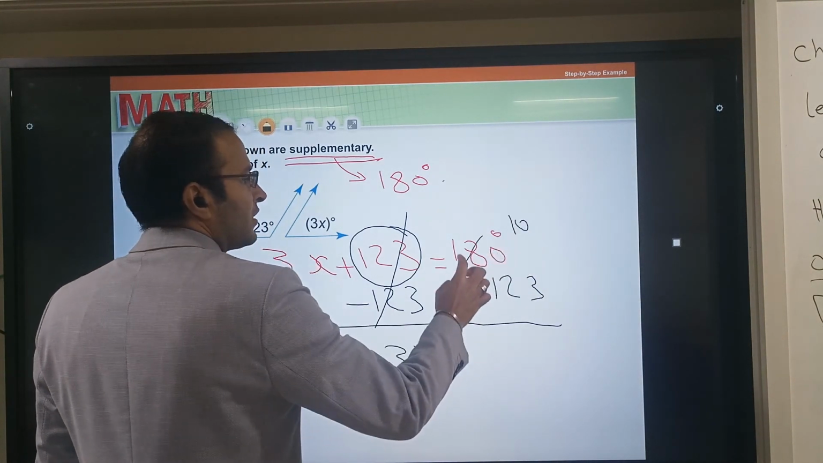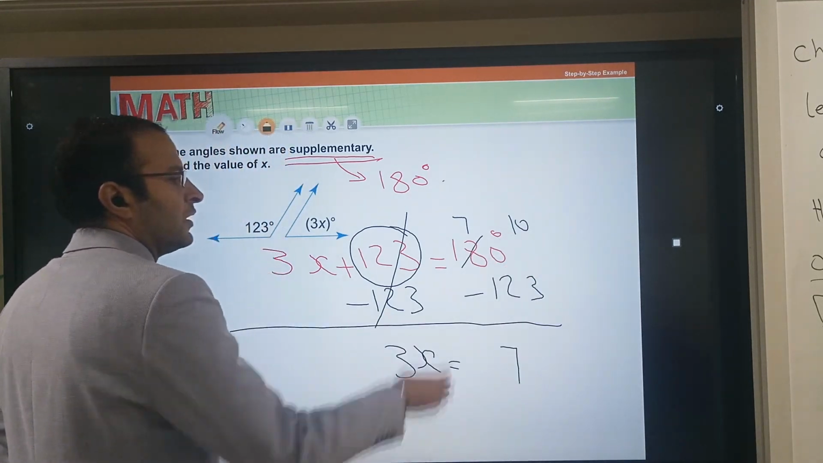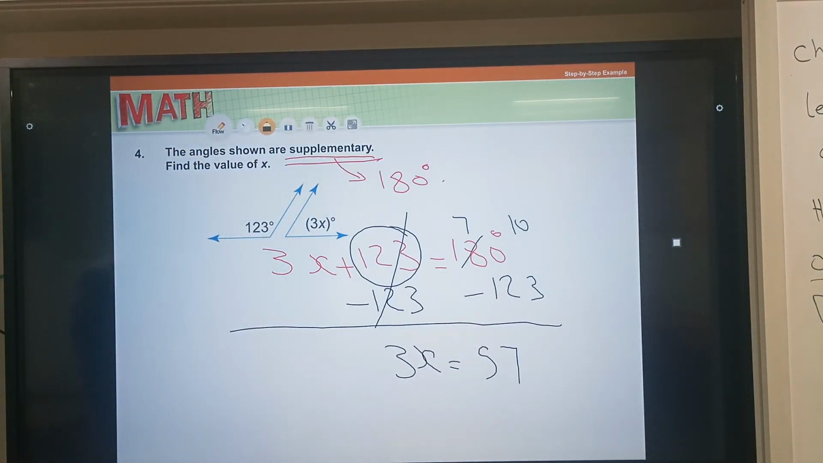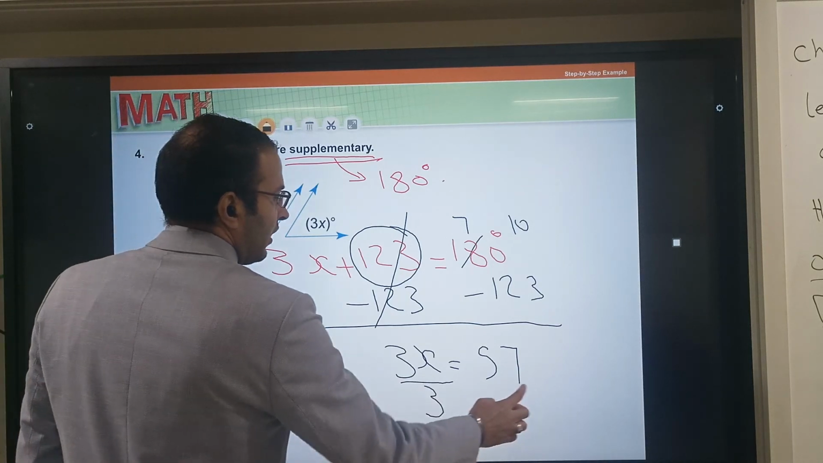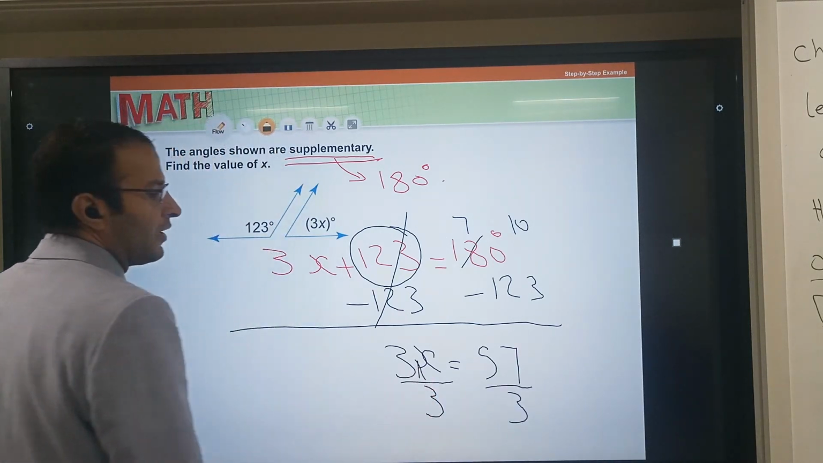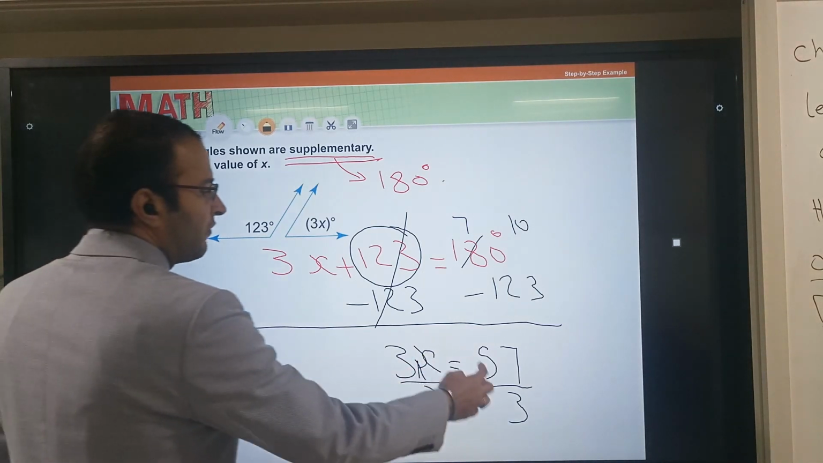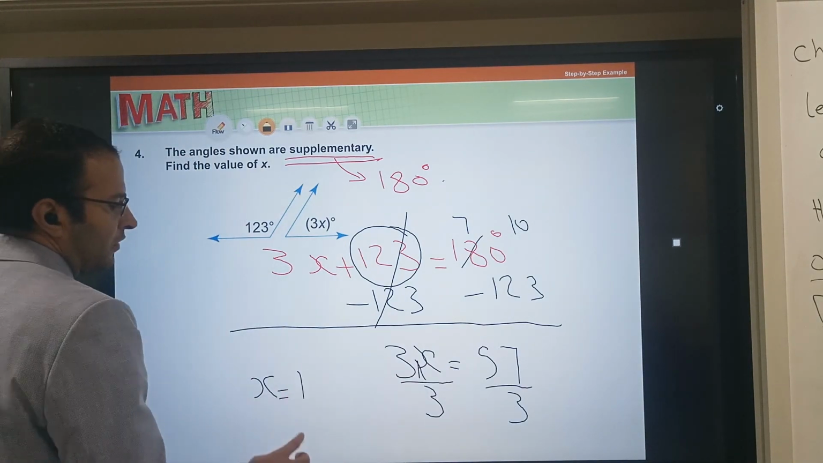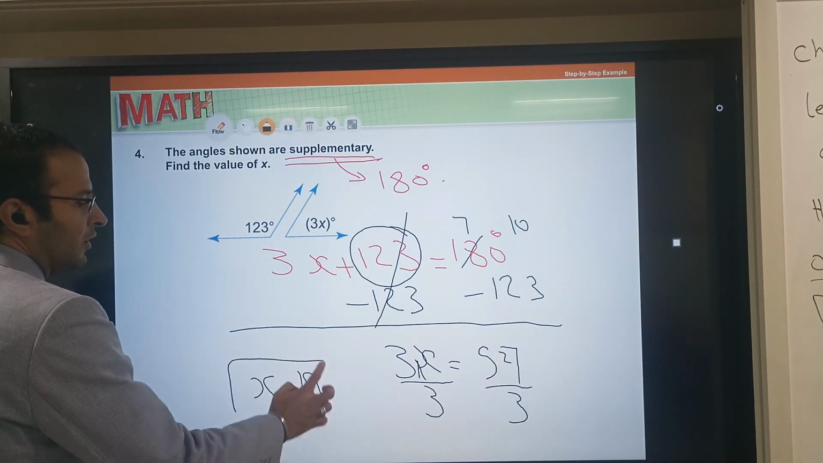Now I have 10, and if I borrow 1, it will be 7. 10 minus 3 equals 7. 7 minus 2 equals 5. 1 minus 1 is cancelled and equals 0. So 3x equals 57. I will divide both sides by 3. 57 divided by 3: 5 divided by 3 is 1, and the remainder is 2. 27 divided by 3 is 9. So the value of x is equal to 19.